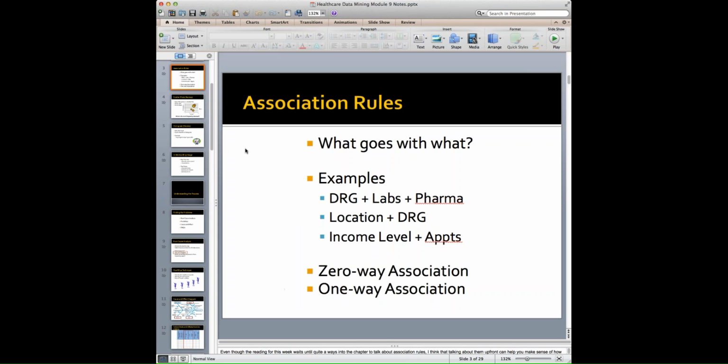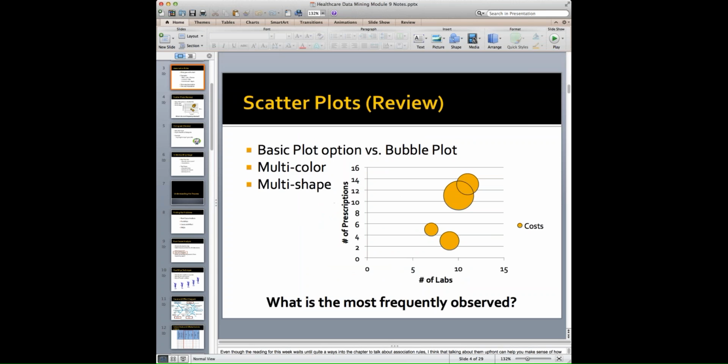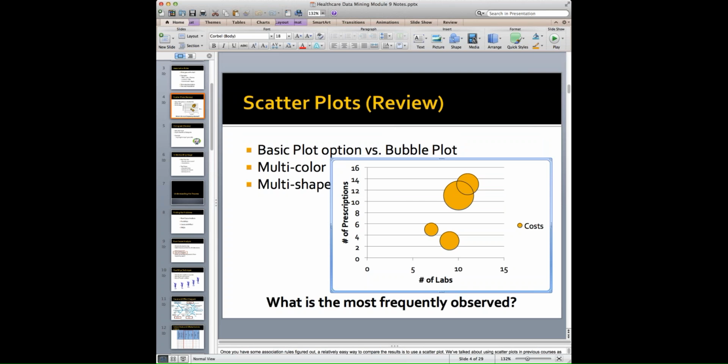And for those of you who are visual people, one thing you can use is on page 4 of the Module 9 lecture notes. One of the things I find really helpful is this bubble plot, which is the example I'm showing here. A bubble plot can really help with these associations. In this plot, on the y-axis we have the number of prescriptions, on the horizontal we have the number of labs, and the bubble itself is the cost.